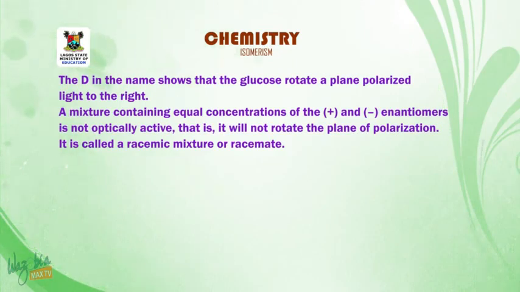Now, a mixture containing equal concentrations of plus and minus enantiomers is not optically active. That is, it will not rotate the plane of polarization. It is called a racemic mixture or a racemate.